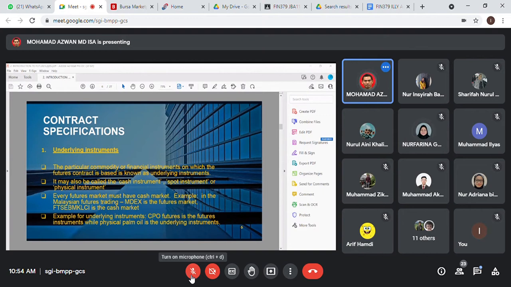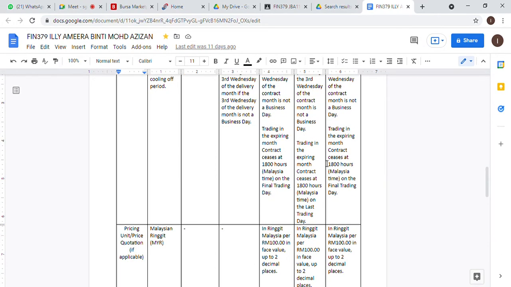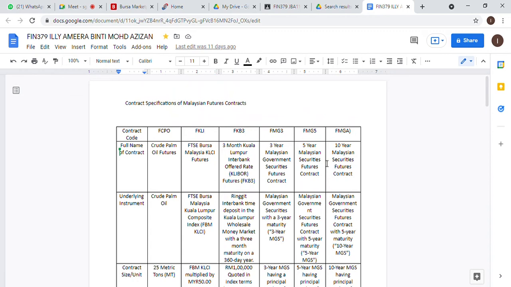It can be the last trading day or maturity date for FKB3 December contract. Okay. So this also applies for FMG. Okay. For FMG. Sama aja. Okay, now let's look at the slide. Okay.